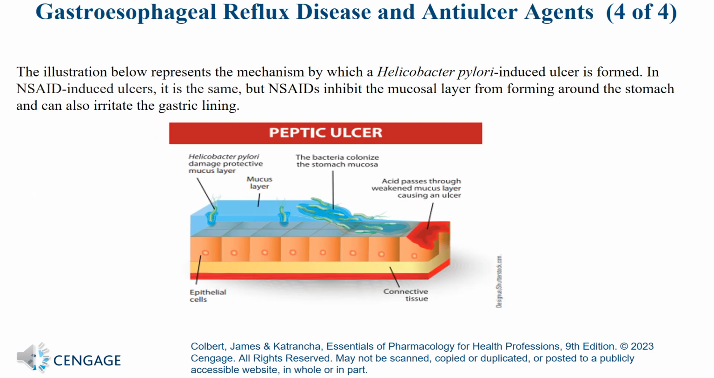Okay, so what we're going to talk about now is gastroesophageal reflux disease and anti-ulcer agents. In this particular image, what you're looking at is a peptic ulcer. On the far left, it shows us the damage that the H. pylori does, and on the far right, it's showing us how the acid is passing through the weakened mucus layer and causing an ulcer. You see how much more damage there is there?